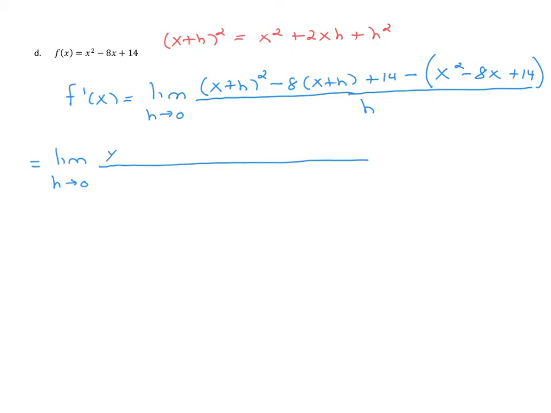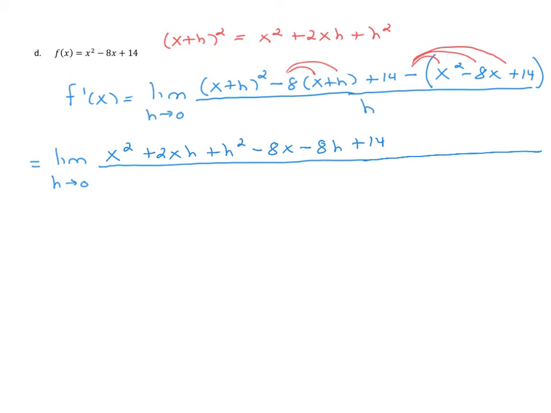That is, you have x squared plus 2xh plus h squared. Then I'll distribute in this negative 8, and I'll multiply this negative into the parentheses as well. So we get minus 8x minus 8h plus 14. Then I distribute the negative, and I get negative x squared. I get plus 8x, and then a minus 14. And this is all divided by h.